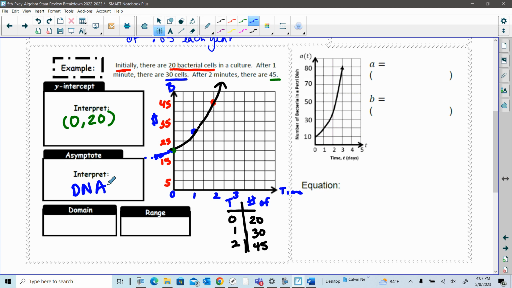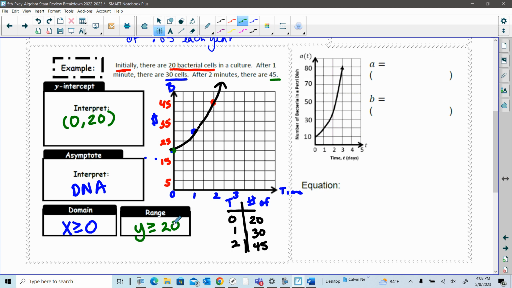Our domain, we know for this graph, is where it starts. It starts at 0 and it keeps going. So it's x is greater than or equal to 0. And our range starts right here. I'll take this part out because it isn't included in the graph. Our range starts right here at 20 and then keeps increasing. So this is y is greater than or equal to 20.